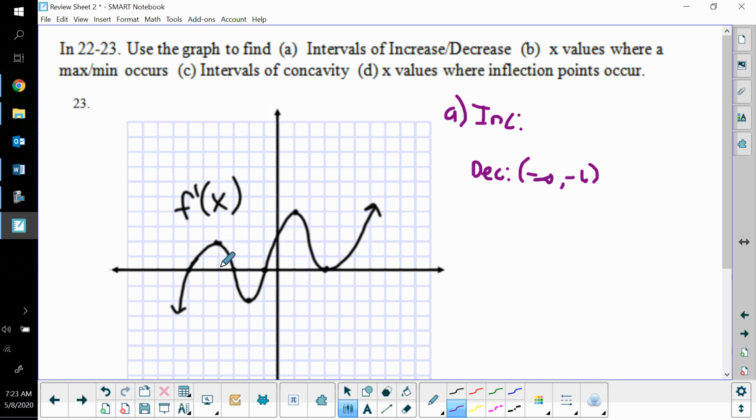And then from negative 6 to negative 3, we're above the x-axis. So that's an increase section. Then from negative 3 to negative 1, we're below the x-axis. So that's a decrease section. From negative 1 to positive 3, we've got an increase section, and then we've got another increase section from 3 to infinity.